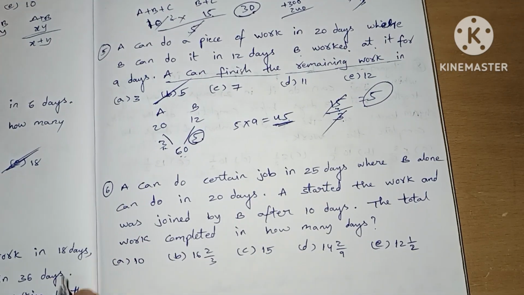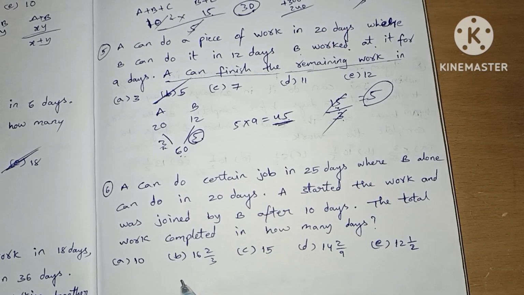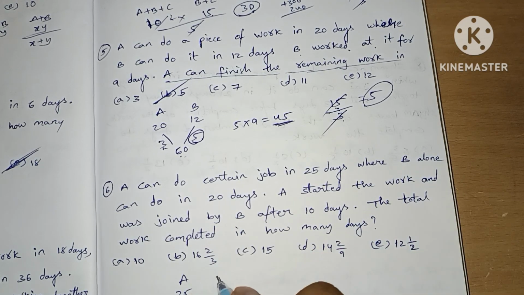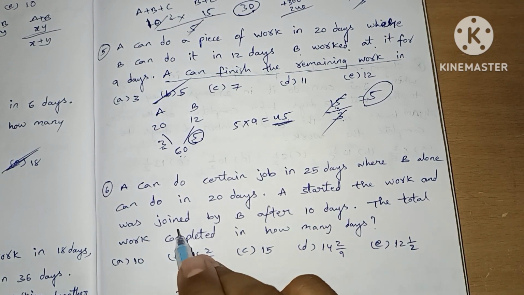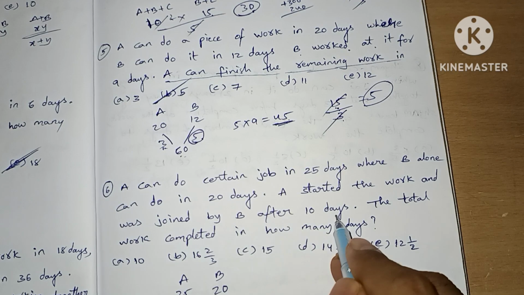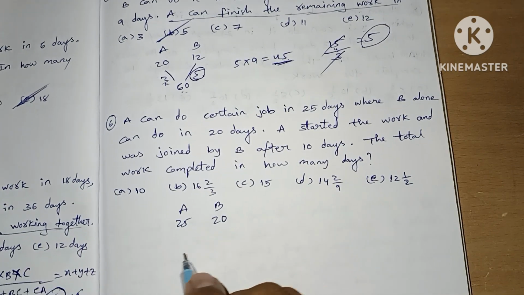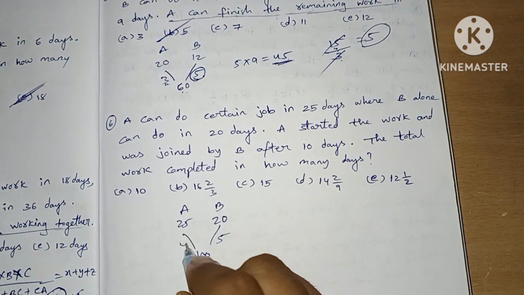Next, sixth one. A can do a job in 25 days, whereas B alone can do the work in 20 days. A started the work and was joined by B after 10 days. Okay, first we are going to take the LCM for these two. 100 is the LCM. 25 × 4, 20 × 5.